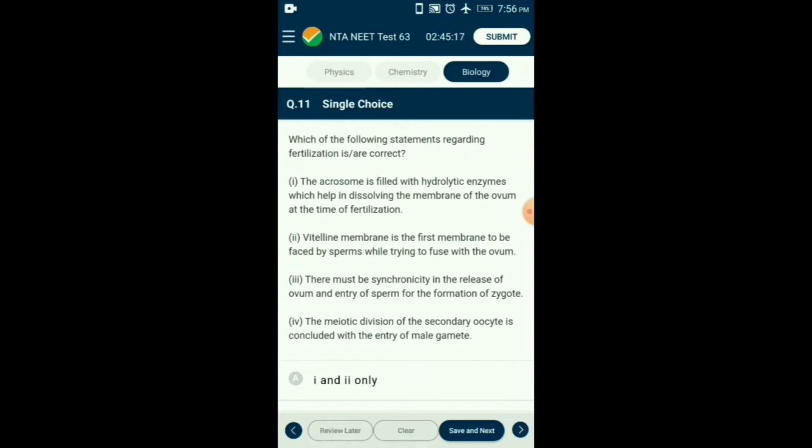Egg can only survive for up to 24 hours after it is released, while sperm can survive in the female reproductive tract for about 3 to 5 days. Mating, with sperm meeting the ovum in this duration, can increase the chances of fertilization.